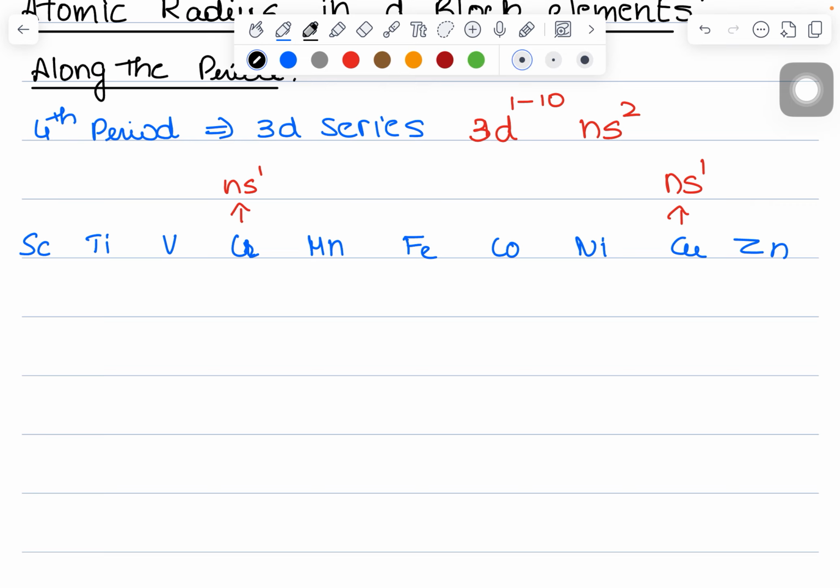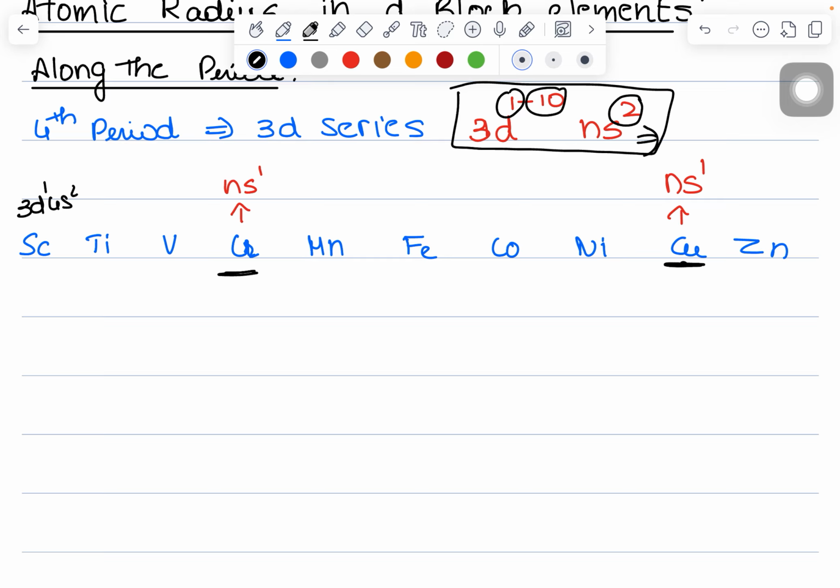These are also called the 3d series. They have electronic configuration 3d1 to 10, 4s2. In all these elements the configuration is 3d1 to 10, 4s2. Only for chromium and copper is the configuration 4s1. So this is 3d1 4s2, 3d2 4s2, 3d3 4s2.